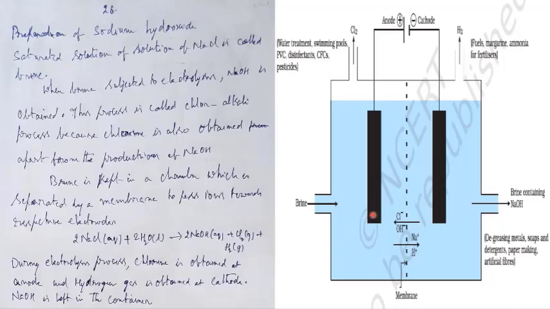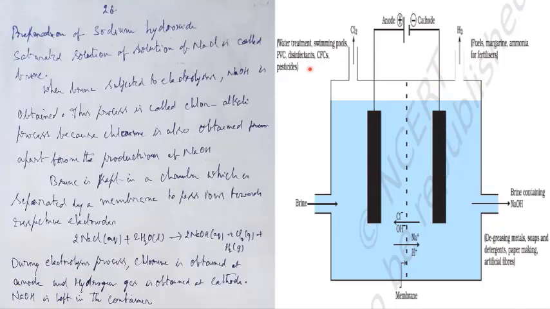Now in this diagram, the brine, that is sodium chloride, is passed into the chamber. Sodium chloride ionizes into sodium ions and chloride ions, and water ionizes into H plus ions and OH minus ions. During the electrolysis process, chlorine is released at the anode, and hydrogen is released at the cathode.